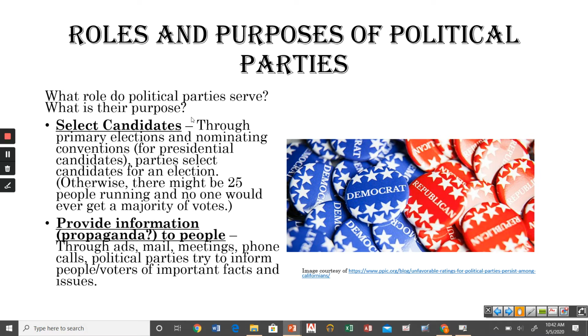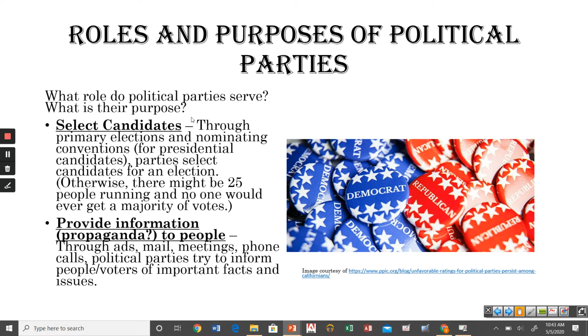Another role of political parties is to provide information, some might call it propaganda, to people. This is a lot of times how people become informed of the issues. We talked in our civics duty lecture that one of the duties we have as a citizen in a democracy is to stay informed. But political parties often help that process. You could argue they hurt in that process in the sense that maybe they're not giving both sides of the story, but they definitely play a role in that process.